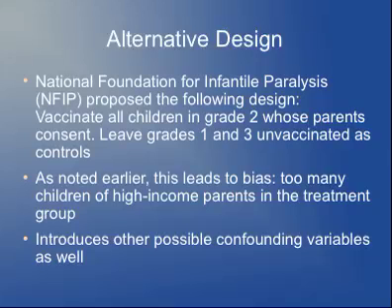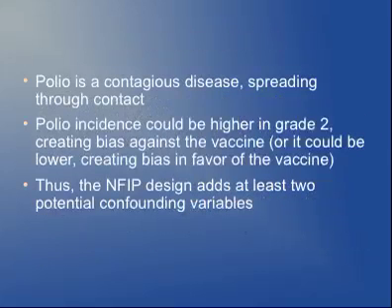But this particular design leaves open certain possible forms of confounding. For one thing, this can lead to bias. You end up with too many children of high-income parents in the treatment group because all of grades 1 and 3 got put in the control group, both low-income and high-income kids, whereas the treatment group was biased towards higher-income kids who had higher polio rates. And it introduced some other possible confounding variables as well.